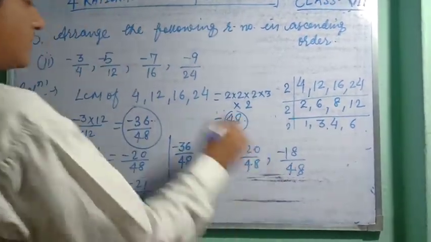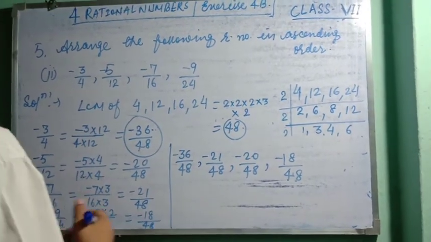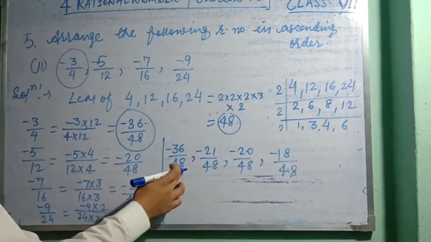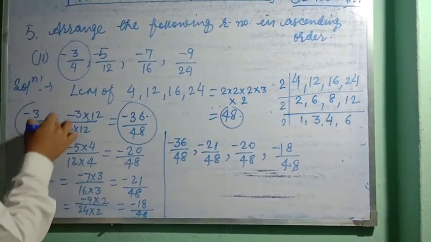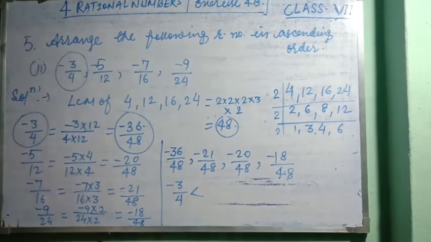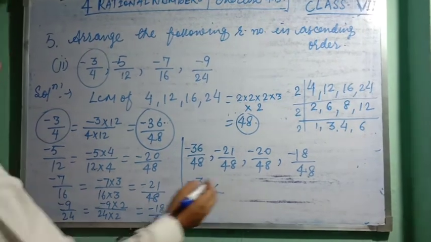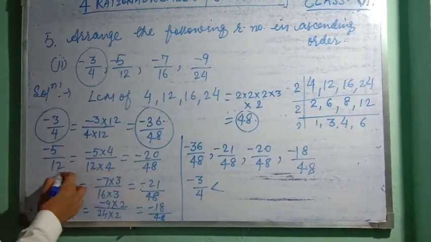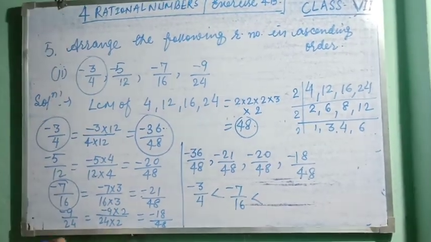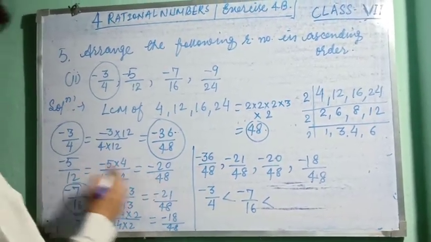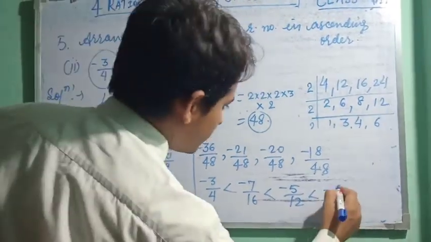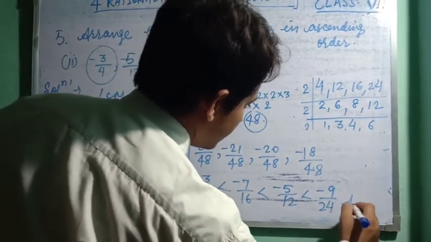Now instead of these rational numbers, we have to place the original numbers. This is minus 36 by 48. Minus 36 by 48 is minus 3 by 4. Then minus 21 by 48 is minus 7 by 16, then minus 5 by 12, then minus 9 by 24. So this is your answer.